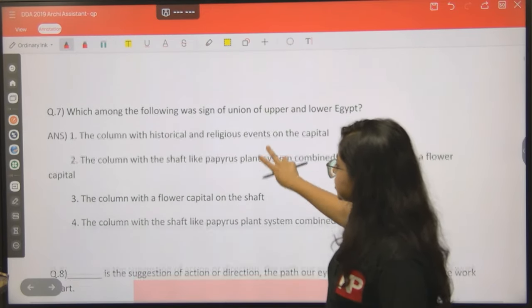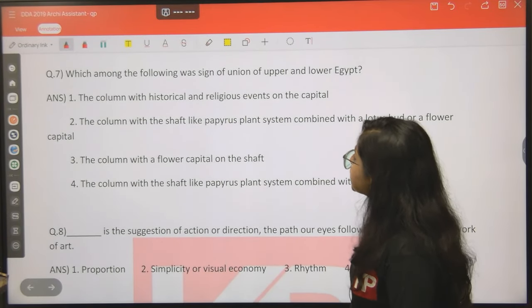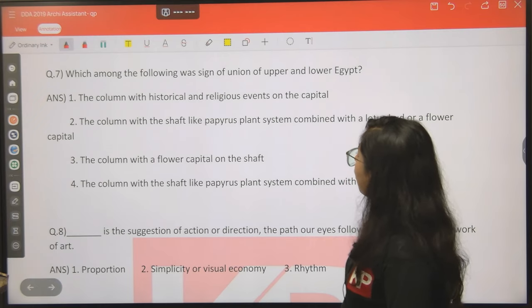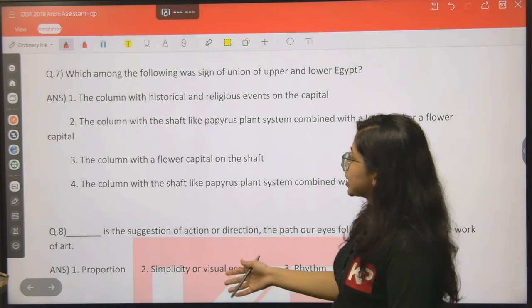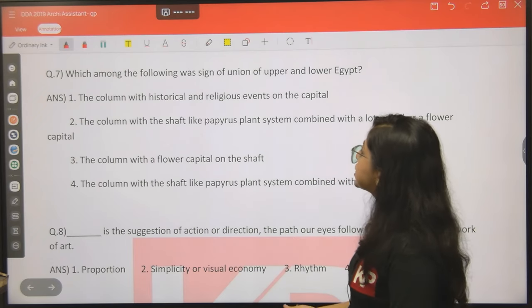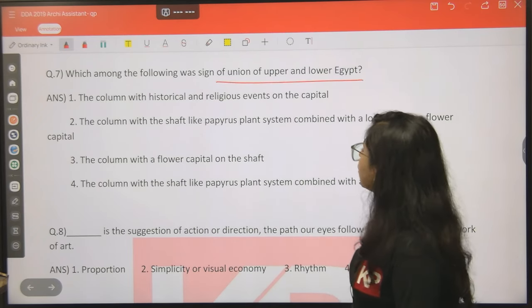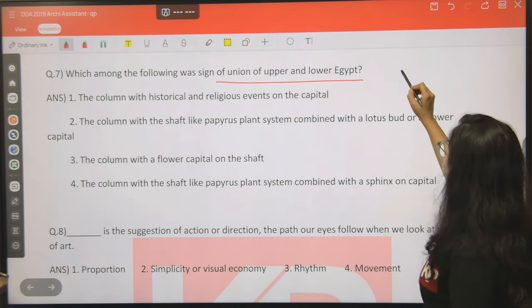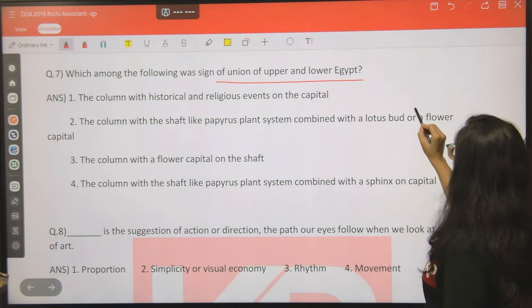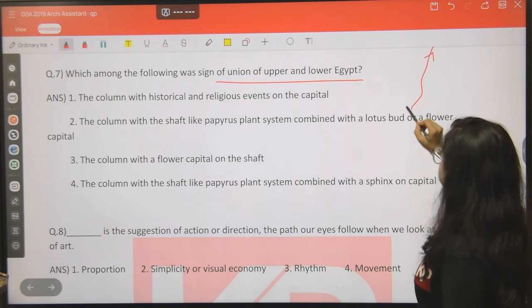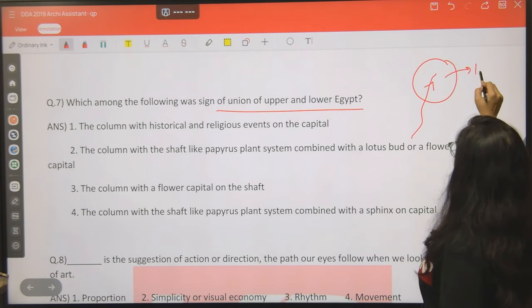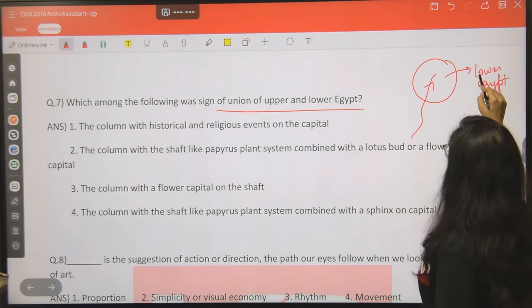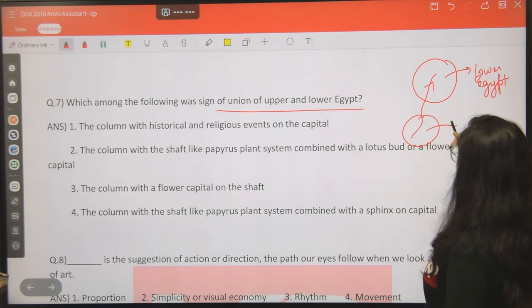Let's look at the next question. Question number 7. Which among the following was the sign of union of upper and lower Egypt? The question asks, among these following things, which is the sign of union of upper and lower Egypt? Upper Egypt and lower Egypt is what? Basically, the river Nile flows something like this, okay? In this direction, right? This part is the lower Egypt part, and this part is the upper Egypt part.